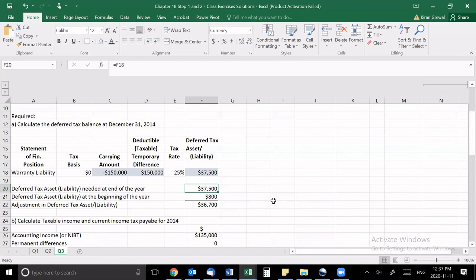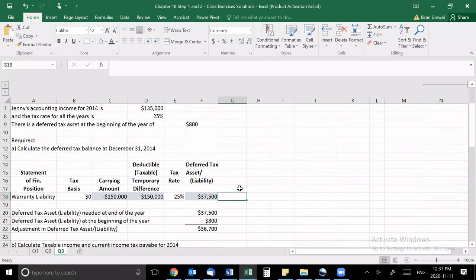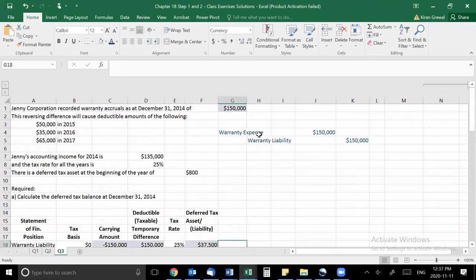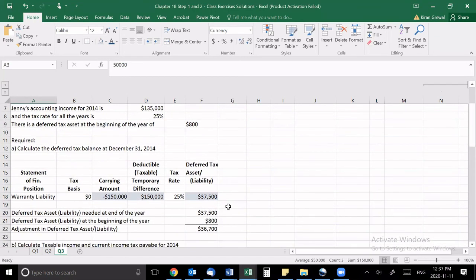So what's the opening balance of our deferred tax asset? And just to note again, the reason why this is an asset is because for tax purposes, we're not recording this deduction of 150,000, but we know in the future we will be able to record these deductions, and therefore we will reduce our taxable income in the future and then reduce the taxes we have to pay. So that's why it's an asset, because we're going to save tax in the future.